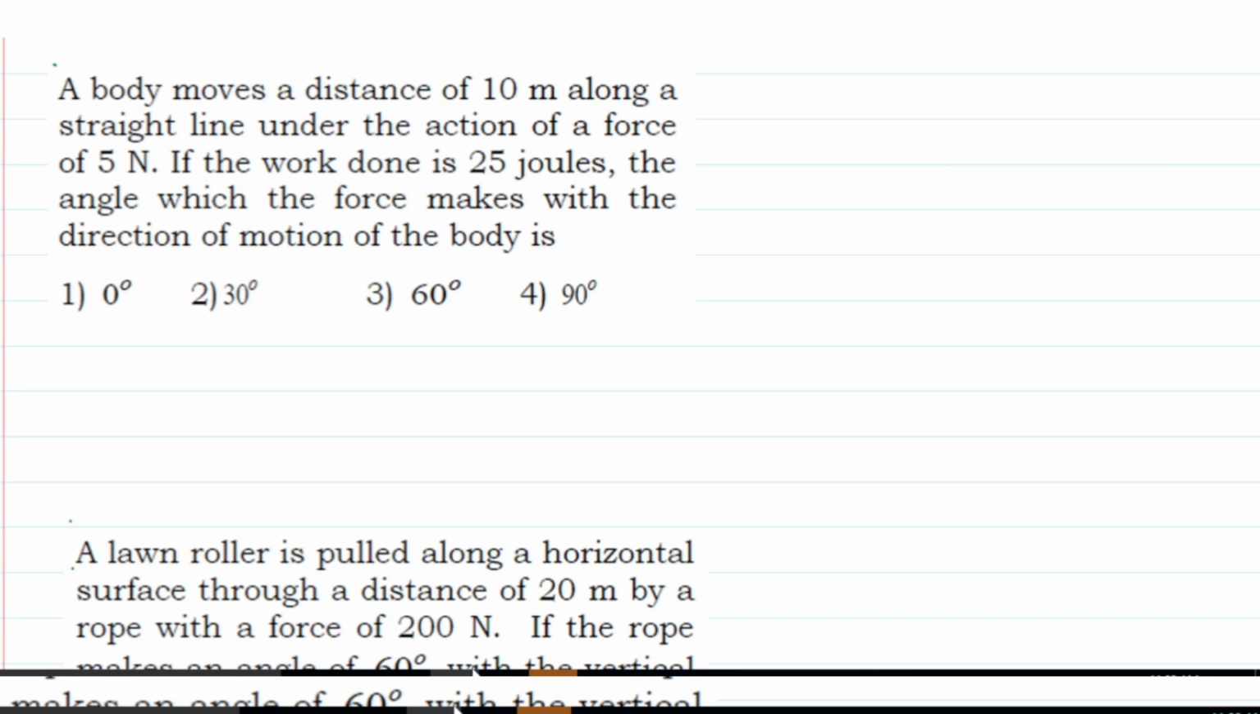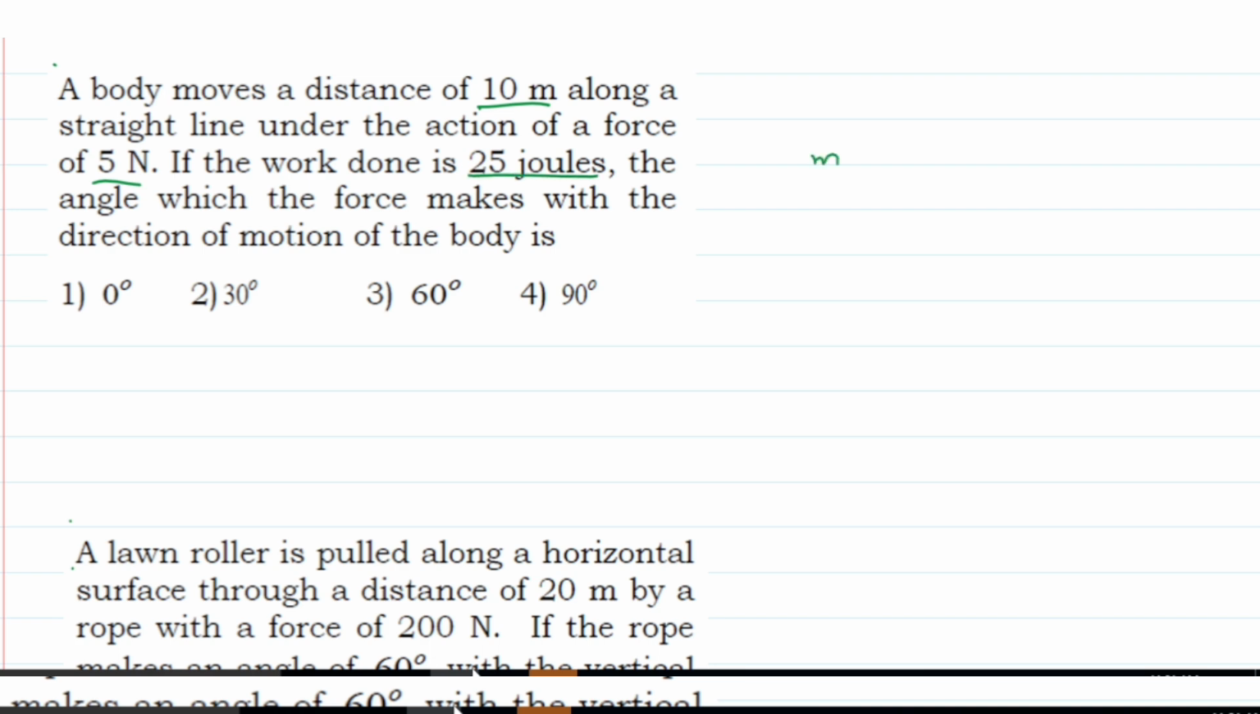In this video, we are going to be discussing work done by a constant force and work done by a variable force. Let us see the first question. A body moves a distance of 10 meters along a straight line under the action of 5 newtons. If the work done is given as 25 joules.